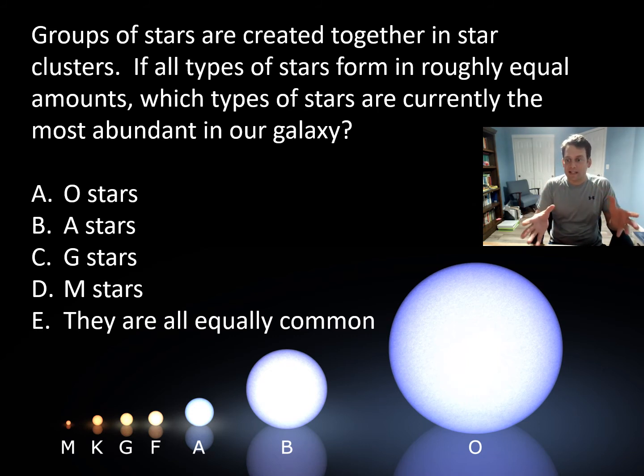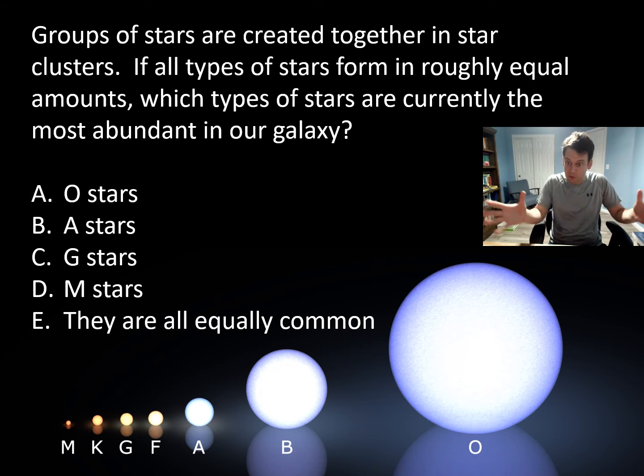Groups of stars are created together in star clusters. Now, that's not a question, that's a statement. We'll talk more about that when we talk about star formation in a few weeks, but it's true. Stars don't form in isolation, they tend to form in clusters. And let's assume, and it's not a terrible assumption, that all stars form in roughly equal amounts. Imagine that you had some star cluster that formed 100 M-class stars and 100 K-class stars and 100 A-class, B-class, O-class. Every class of star got 100 stars at the beginning.